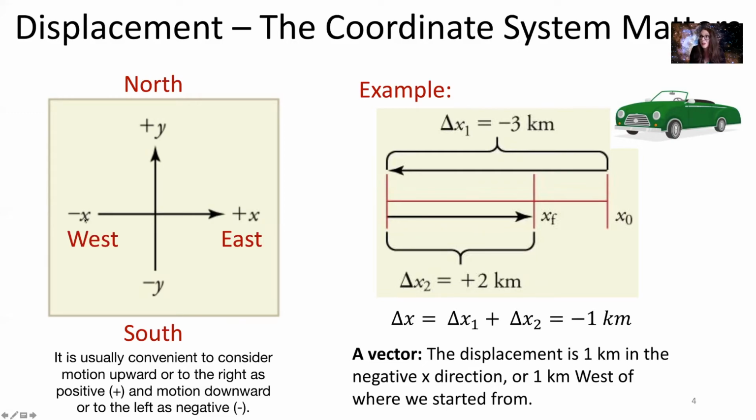If I asked you to get in your car and drive 200 meters east, and then 100 meters north, I would be located somewhere up in this quadrant here. Especially if you're thinking about mapping something, it's convenient to consider motion upward or to the right as positive, and motion downward or to the left as negative.